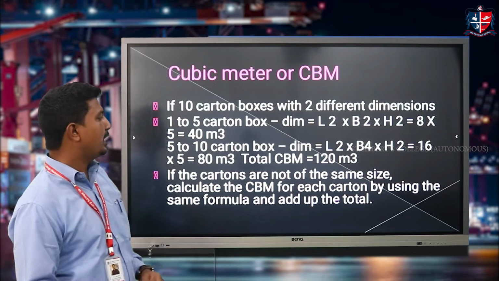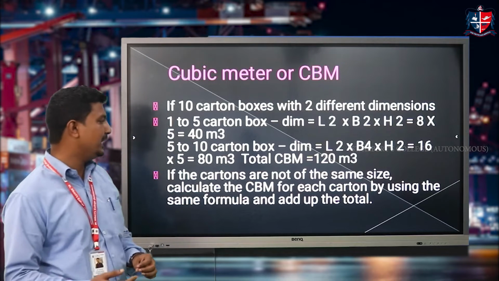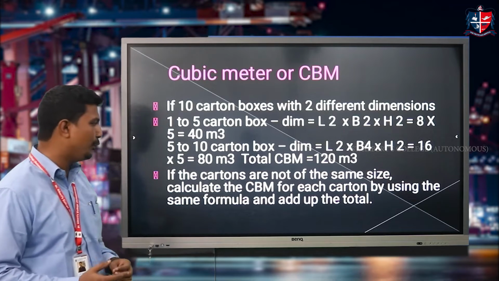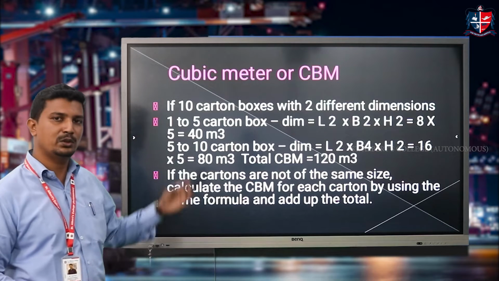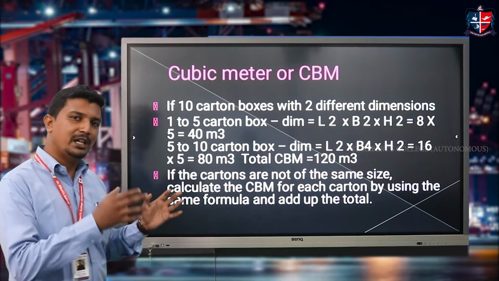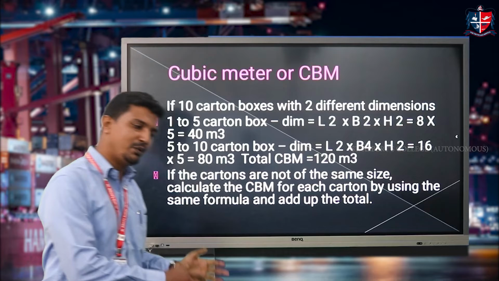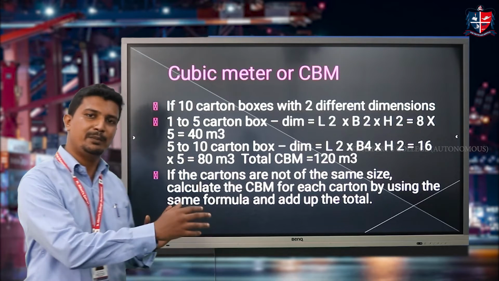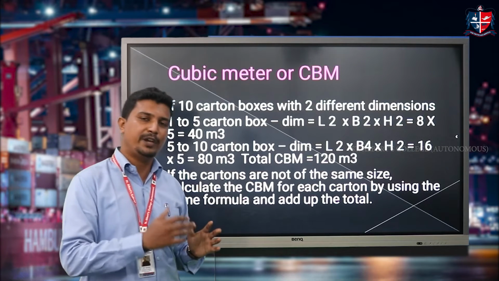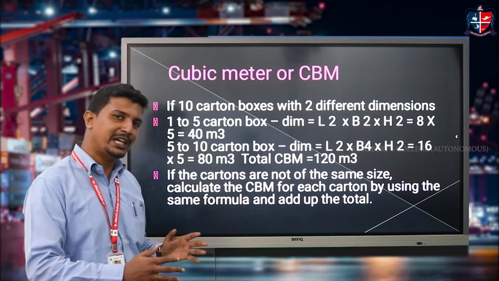If the cartons are not the same size, calculate the CBM for each carton using the same formula and add up the total. In the last example, we had only 2 different dimensions: boxes 1 to 5 had one dimension, and the other 5 boxes had the same dimension as each other.